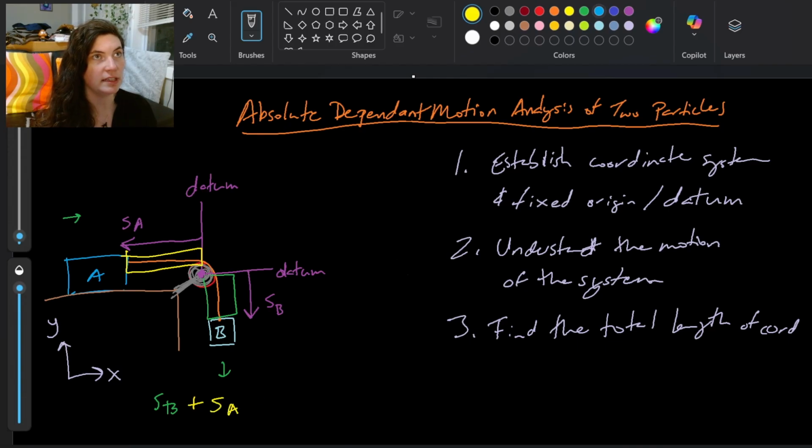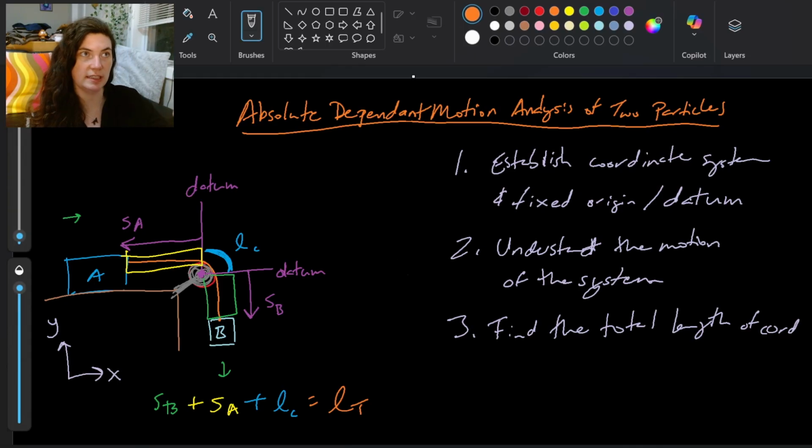Then we also have this little section, as we mentioned, going over the curve of this pulley. From datum to datum here, this length through the curve does not change. So plus that length, I'll call it length C, for length of this curve over the pulley. That length does not change. When we add all those together, we get the total length of the rope. That's what we mean when we say find the total length of cord: find how long the cord is for each different section.